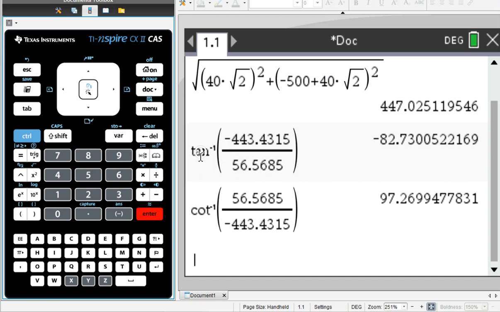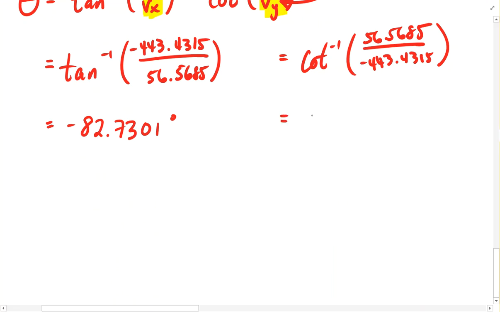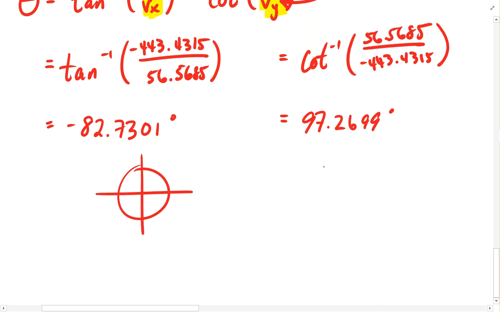So this is pretty interesting. When I use tangent with the values that I prescribed, we get an angle measure of negative 82.7301 degrees. But for cotangent, we get 97.2699 degrees. Now, clearly those two numbers are different, and if we think of a unit circle, they're also pointing in different positions as well.